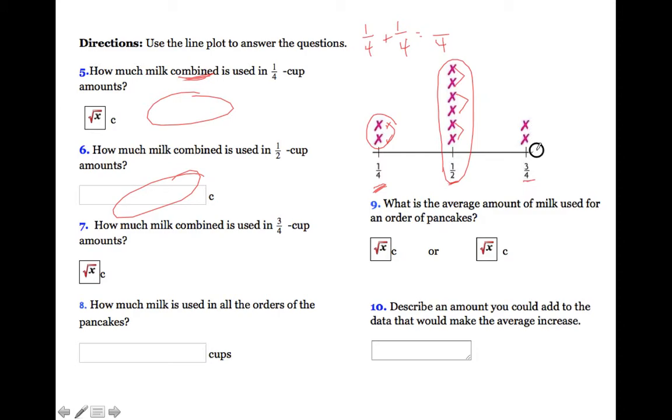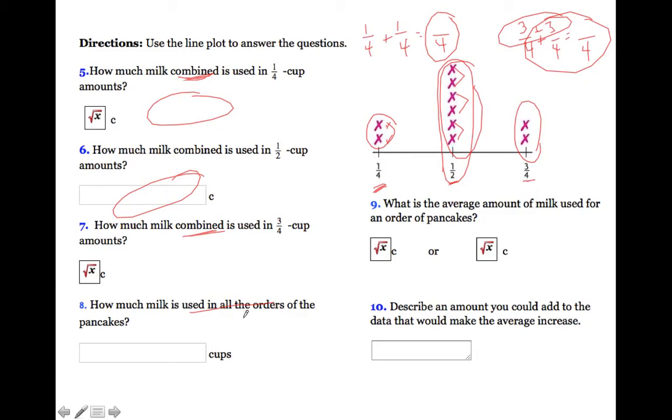And then the last one, adding these. There's 2 3/4. How much milk combined is used in 3/4 cup? So you've got 3/4 plus 3/4. Your denominator stays the same. You add those 2 numerators to get your answer there. Then it's just, in the previous slide, how much milk is used in all of them. So you're going to add your answer from here and here and here to get the amount used in all the orders. That would show you how many altogether.